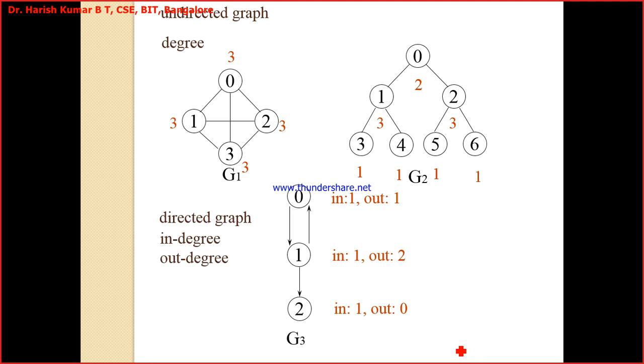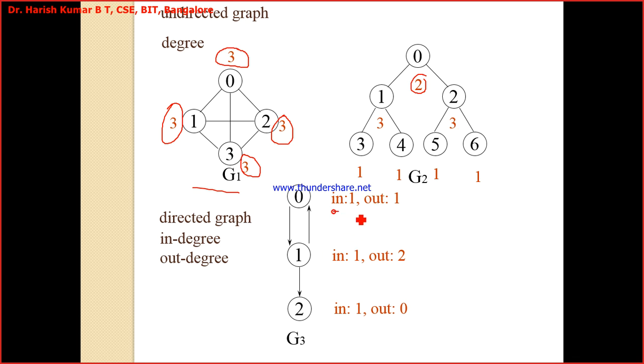Now here is the example. This is an undirected, fully connected graph, or complete graph. Since it is a complete graph, all the nodes have the same degree. So if all the nodes have the same degree, you can say it is a complete graph. Similarly, we have the degrees written for this tree: the root node has degree 2, all leaf nodes have degree 1, and all intermediate nodes have degree 3.